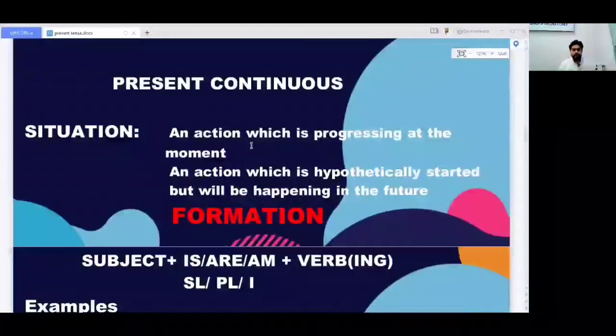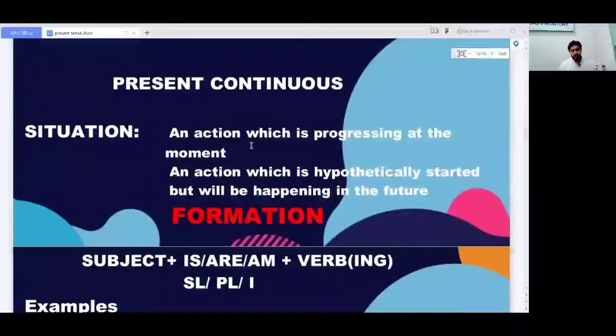Actually, what is it? An action which is progressing at the moment. That's what the present continuous is, which means it is also called present progressive. I'm speaking in English, I'm teaching you grammar, you are listening to me, you're listening to the video, I'm taking class. So these are actions which are progressing at the moment when we speak.